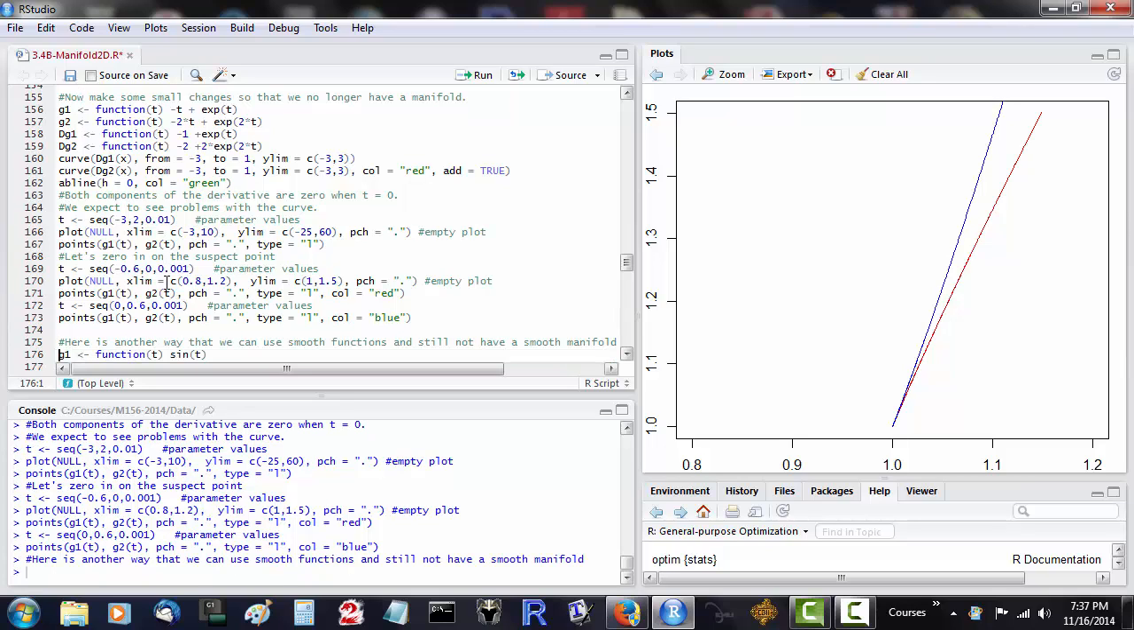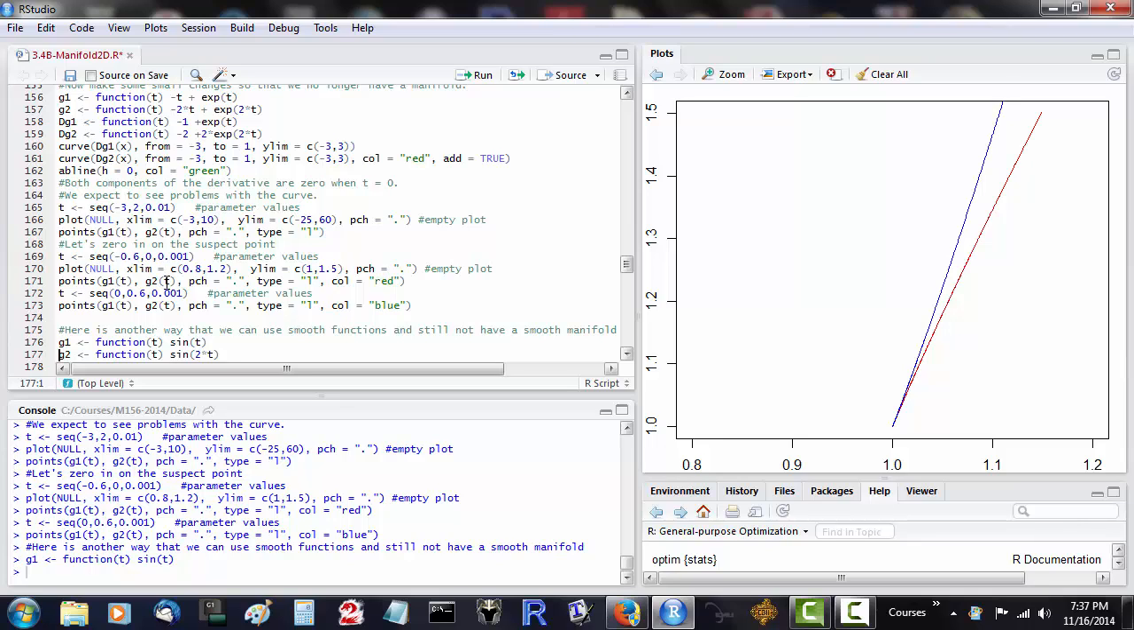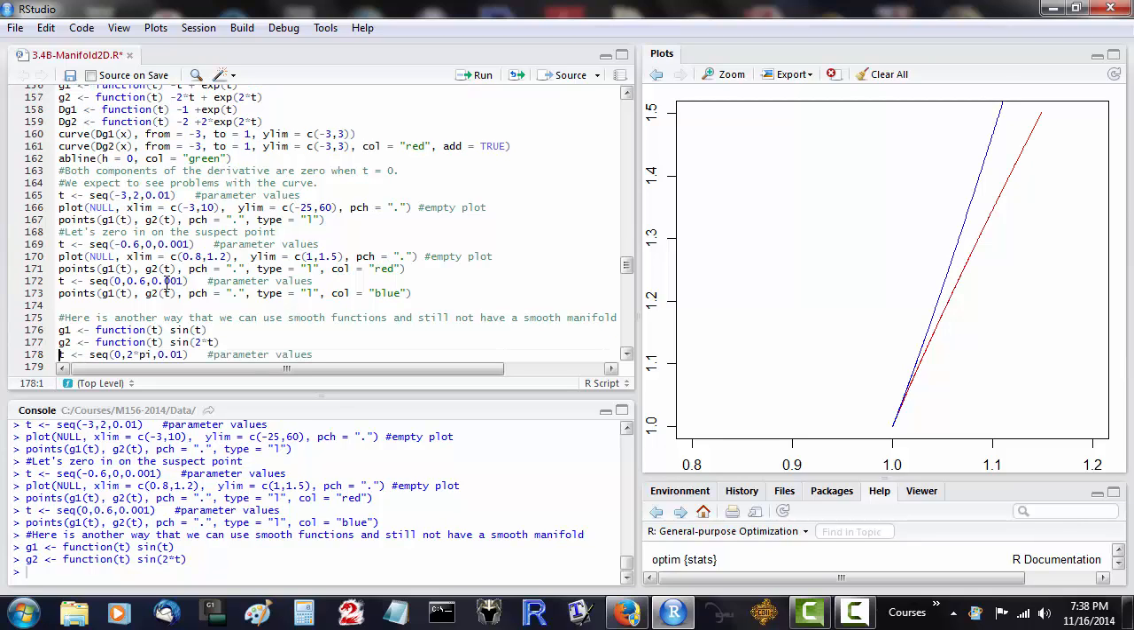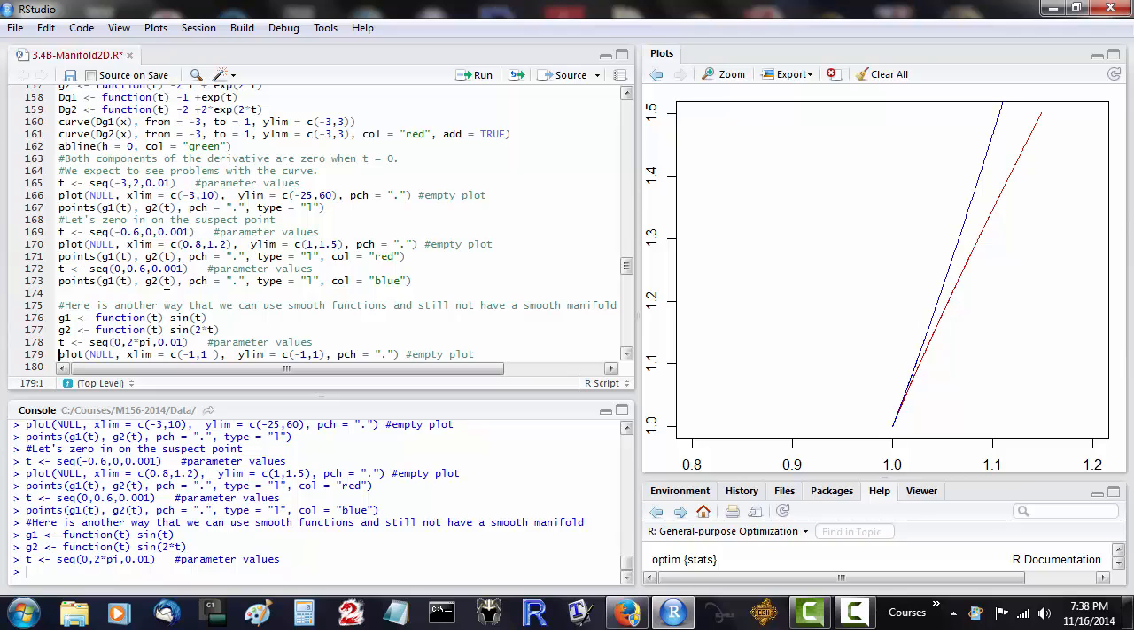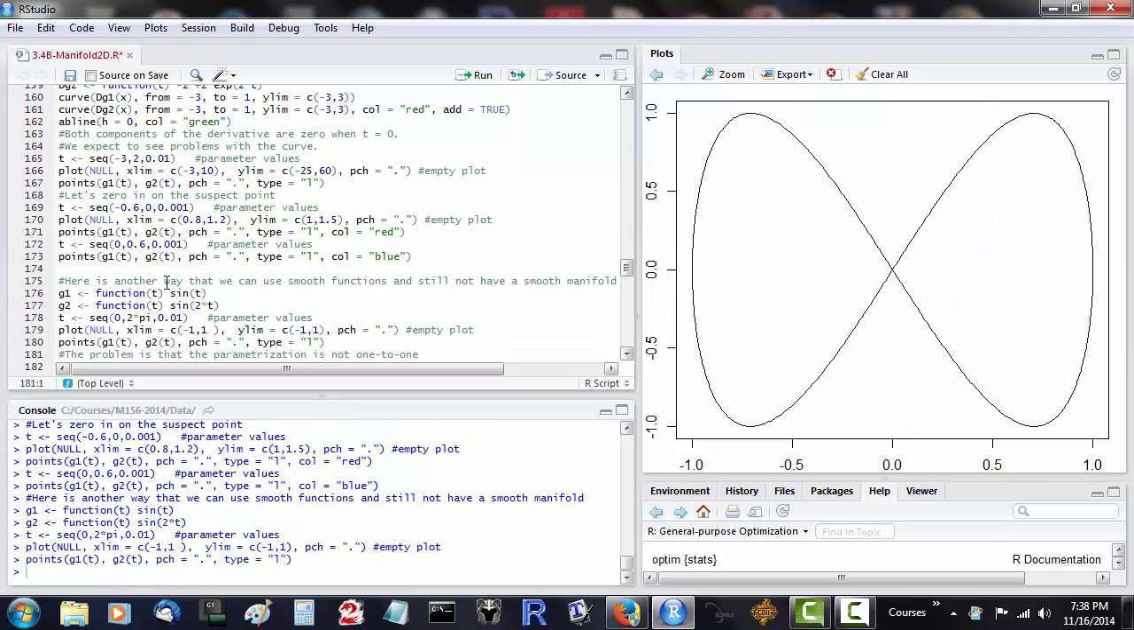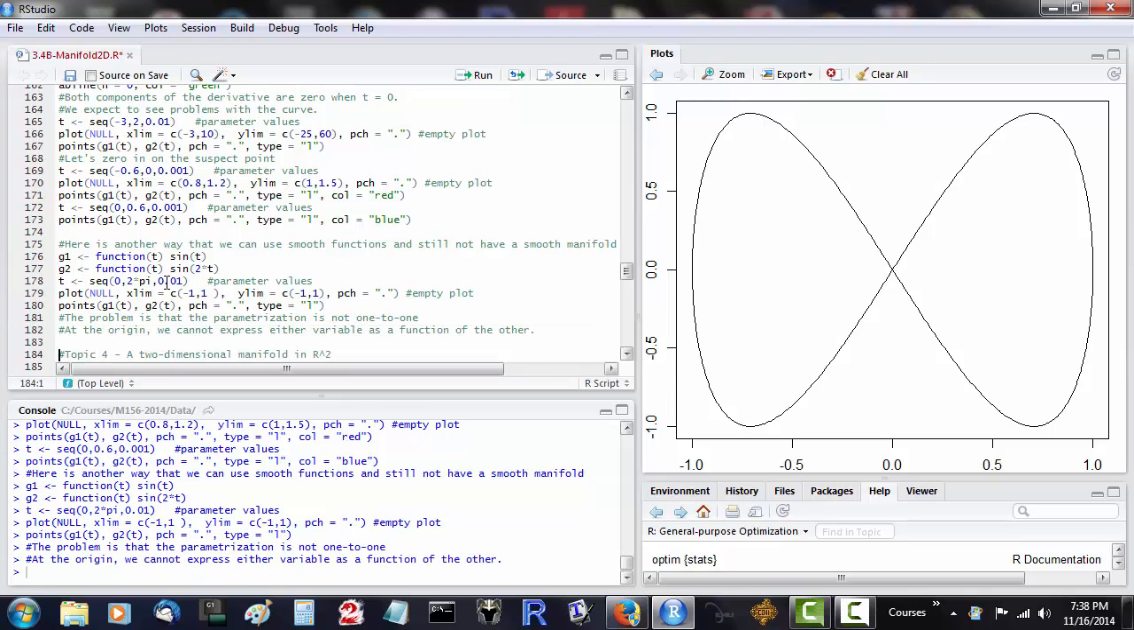That's not the only way we can start with nice smooth-looking functions and fail to get a smooth manifold. Here's a classic example where x equals sine t, y equals sine 2t. I run the parameter from 0 to 2 pi, and when I plot this, I get something that looks like a bow tie. The problem here is that the parameterization function is not one-to-one. There are multiple values of the parameter that lead to that same point on the manifold where it crosses itself, and as a result we can neither specify x as a function of y nor y as a function of x. Final example is a two-dimensional manifold in R2.